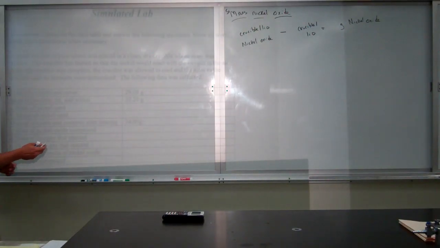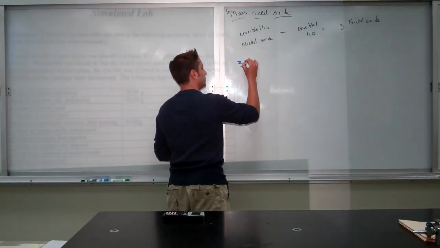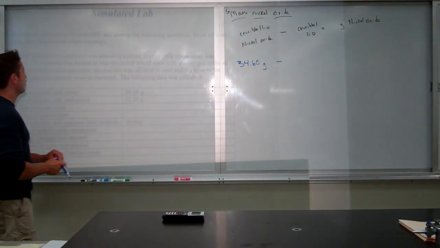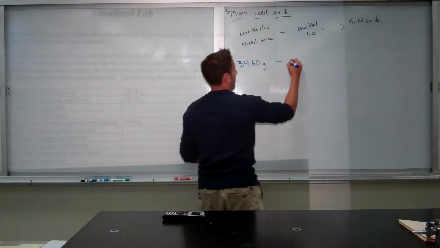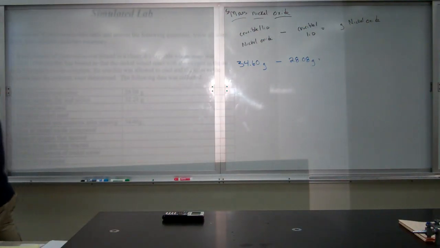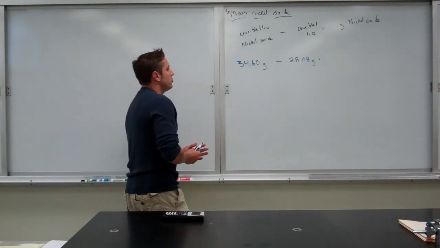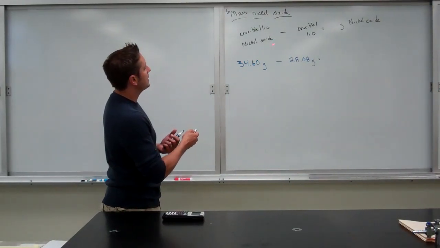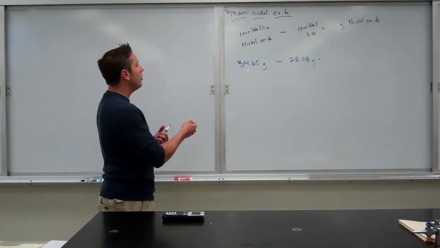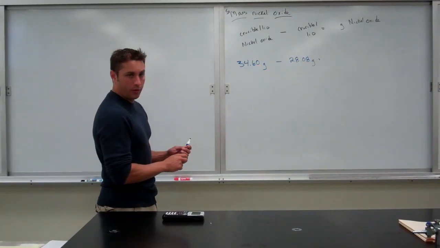Getting the numbers that we need, the crucible, the lid, and the nickel oxide is the 34.60. And then just like before, the crucible and the lid by themselves are 28.08. So crucible, lid, nickel oxide minus the crucible and the lid will give me the mass of the nickel oxide. The 34.60 was the mass of the crucible and the lid after heating, which is when it has the nickel oxide, taking away the crucible and the lid.